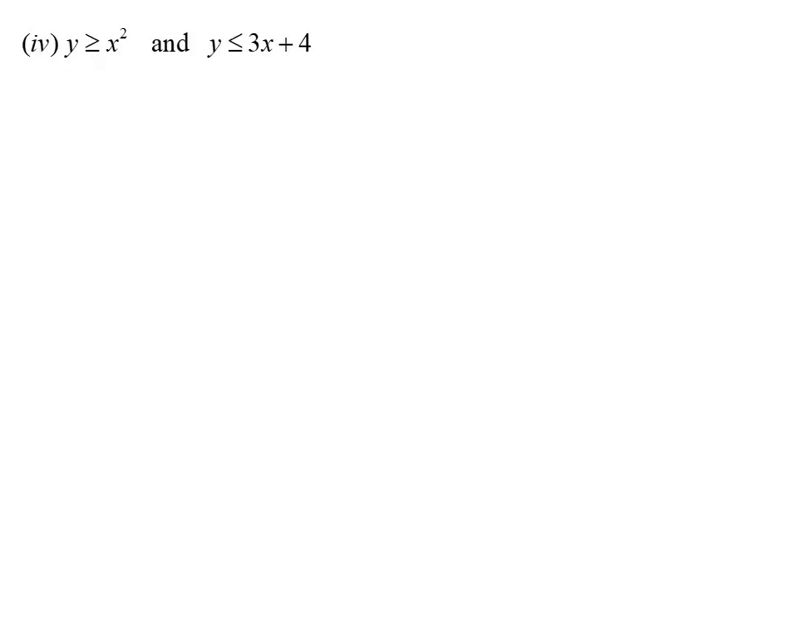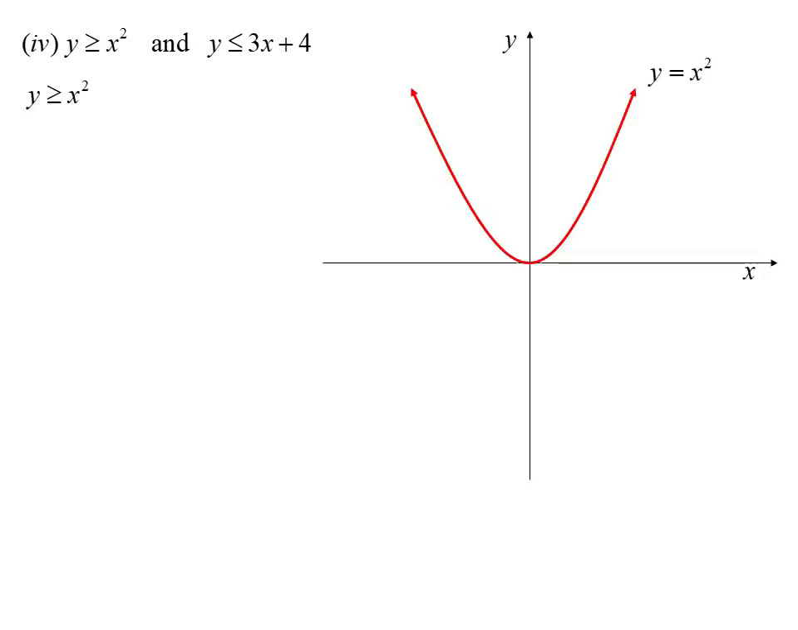Then we get regions which are bounded by two different functions. So we've got y is greater than or equal to x squared, but also y is less than or equal to the line 3x plus 4. Well, let's just do y equals x squared first of all. Our parabola. Are we inside the parabola or outside the parabola? I can't use (0, 0) in this case because it's on the boundary. So I need to pick a point where I know its location.